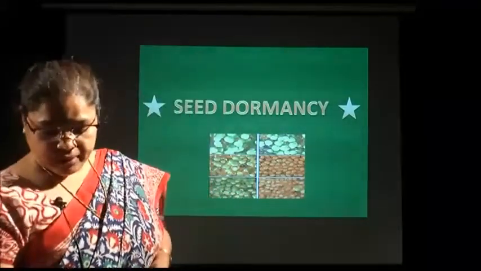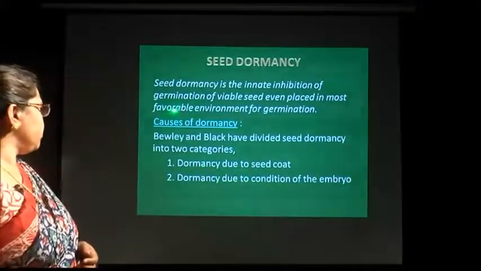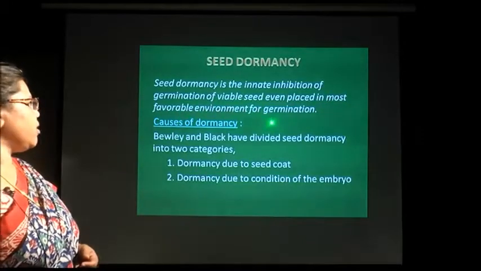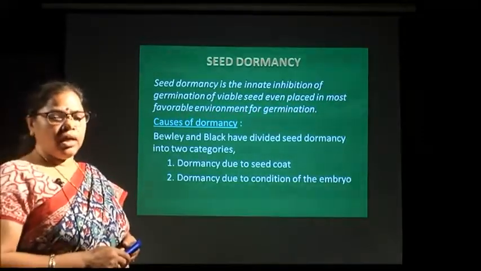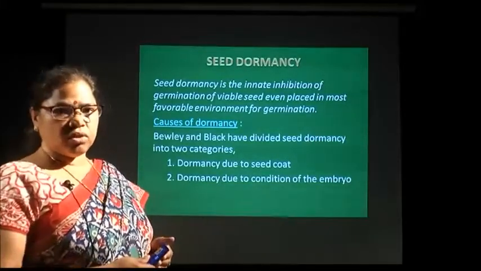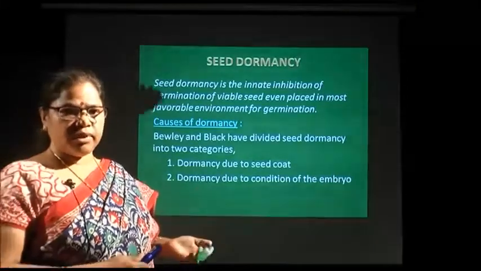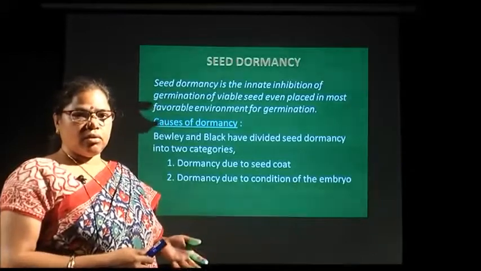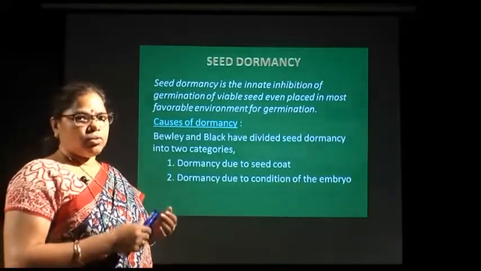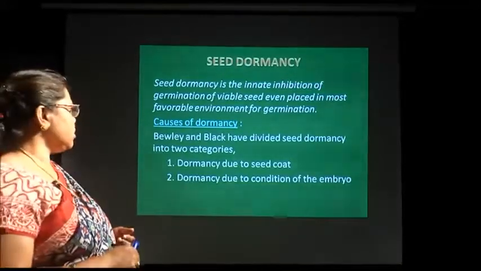What is seed dormancy? Seed dormancy is the innate inhibition of germination of a viable seed, even when placed in the most favorable environment for germination. That means even if you provide the seeds the most favorable conditions, water, oxygen, light whether it is required, and suitable temperature, and the viable seed is there, still they will not germinate. This innate inhibition of germination is known as seed dormancy.